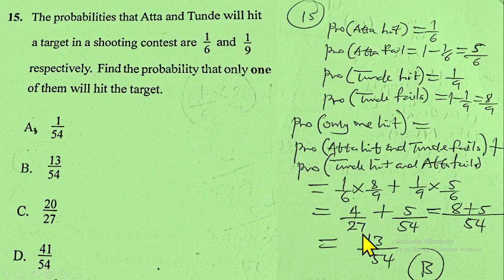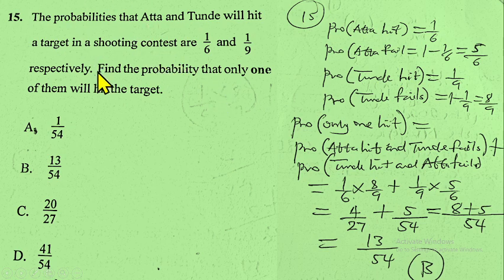Question number 15 is from probability. The probabilities that Atta and Tunde will hit a target in a shooting contest are 1/6 and 1/9, respectively. Find the probability that only one of them will hit the target.